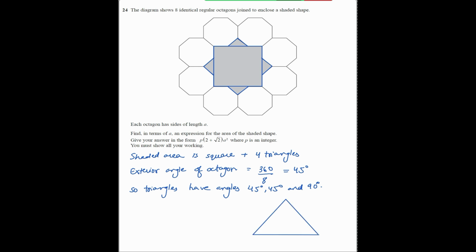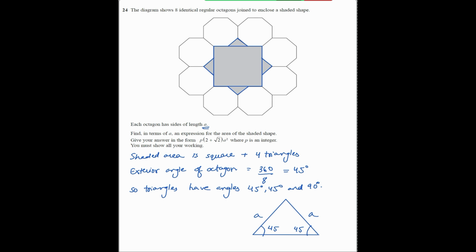So if I make this triangle separately, it will look like this, because each octagon has side length of a there. So that's why this side is a, this side is a. And the angles are 45, 45. As we know, the exterior angle of an octagon is 360 divided by 8, because there are 8 identical regular octagons. That's why 360 divided by 8 equals 45 degrees.